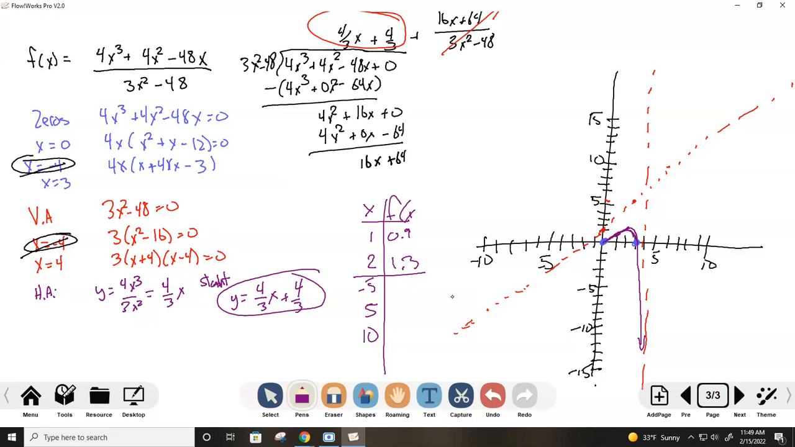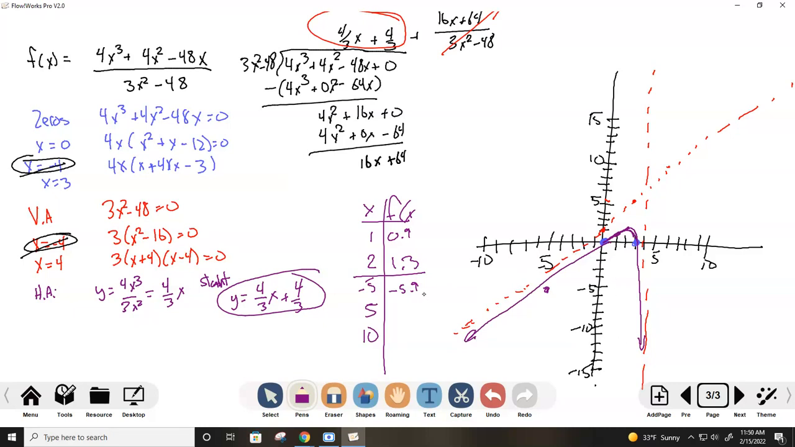-5 gives us -5.9. So at -5, we're about there. And my line might be off a little bit. So it's looking like, yeah, it's just going to come like that. And this branch is what we call it.